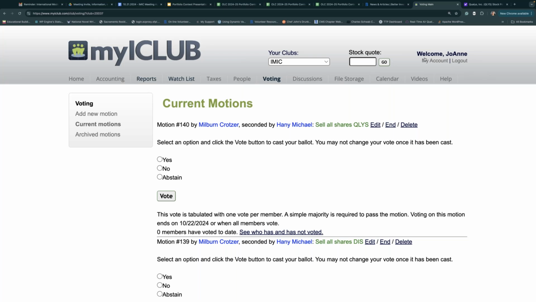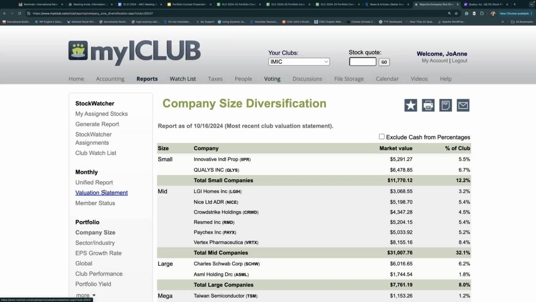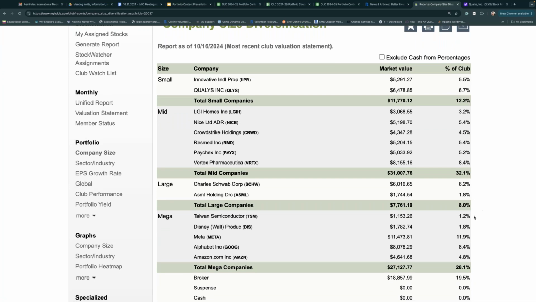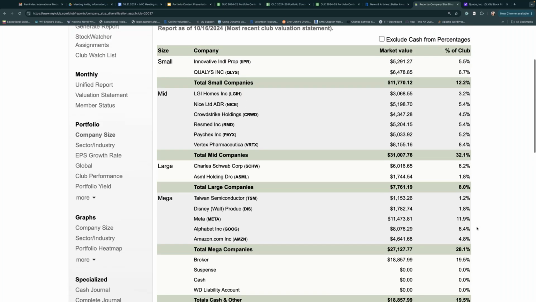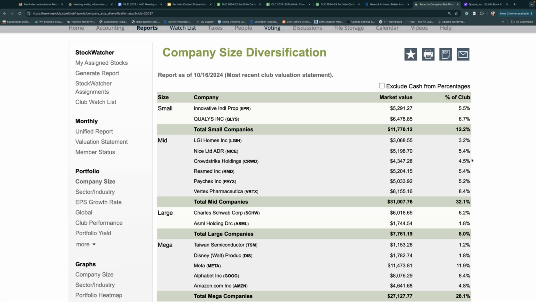So are we done with our motions? Does anybody want to buy more? Percent of portfolio: ASML, we have 1.8. We're getting rid of Disney. Taiwan 1.2. Amazon 4.8. CrowdStrike 4.5. LGIH we're getting rid of. Why Taiwan? Taiwan.